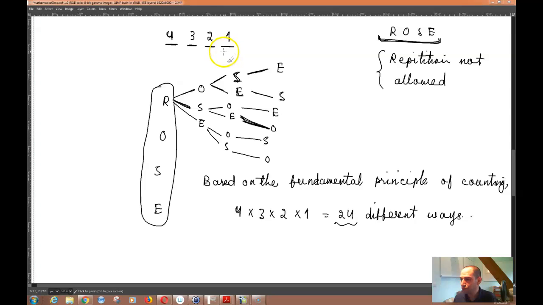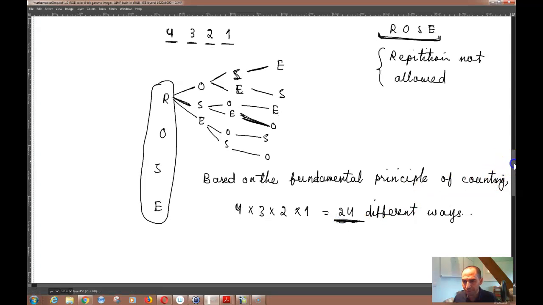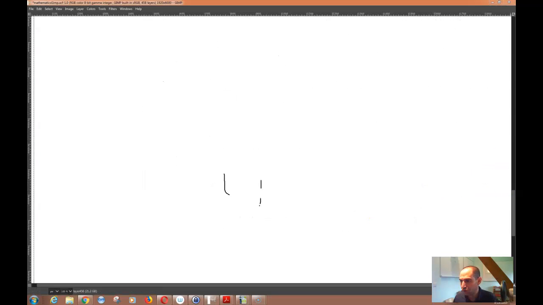Thus, the number of ways in which the 4 places can be filled by the multiplication principle is 4 times 3 times 2 times 1, which is equal to 24. And hence, the required number of words is 24, right? So that's basically the whole story here. And of course, we will go through enough examples in order to understand this concept. I wanted this to be just a review, but we can actually spend some time on this concept because it's important.